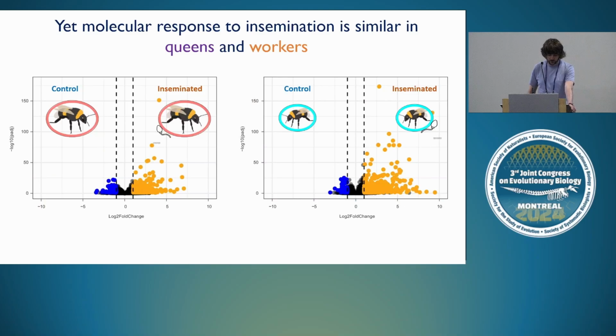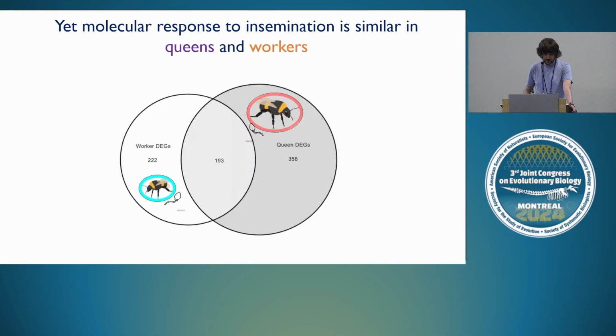We see this when we look at pairwise comparisons. If we compare inseminated queens and control queens, and similarly inseminated workers and control workers, they both elicit similar responses, with an increase in gene expression within both workers and queens in response to insemination. And when we look at the overlap of these differentially expressed genes, we find a considerable proportion. Here we're just highlighting the number of differentially expressed genes, but if you look at gene ontology terms, you find that similar biological processes are being enriched. So this provides an indication that in queens and workers, similar pathways are being influenced in response to insemination.